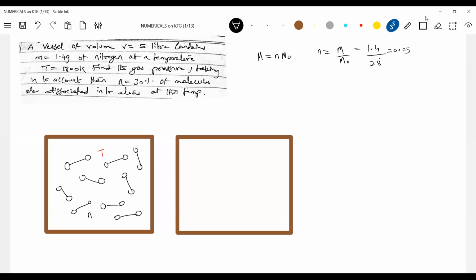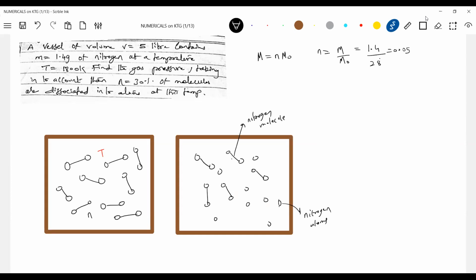Of this, 30% will undergo dissociation, so 30% will break up. Just for your understanding, I'm giving the pictorial thing. Some gas molecules will break up, no? So we will get nitrogen atoms. This will be a nitrogen molecule, and this is a nitrogen atom.